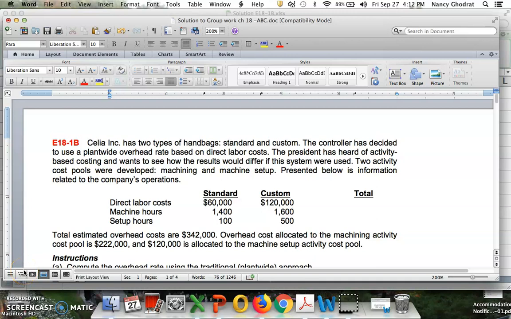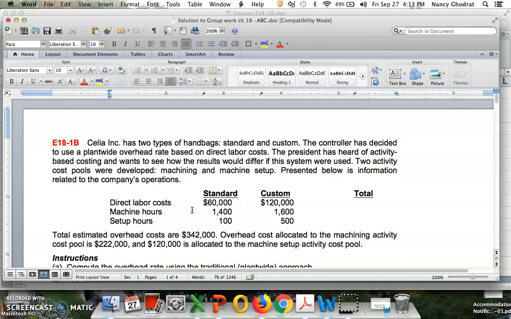Hi everyone. In this tape, I'm gonna go over an example for activity-based costing. The example is about Celia Inc. that has two types of handbag, standard and custom. And the controller has decided to use a plant-wide overhead rate, which is basically traditional costing, which is what we learned in chapter 16, meaning coming up with one predetermined overhead rate and using that for all the products.